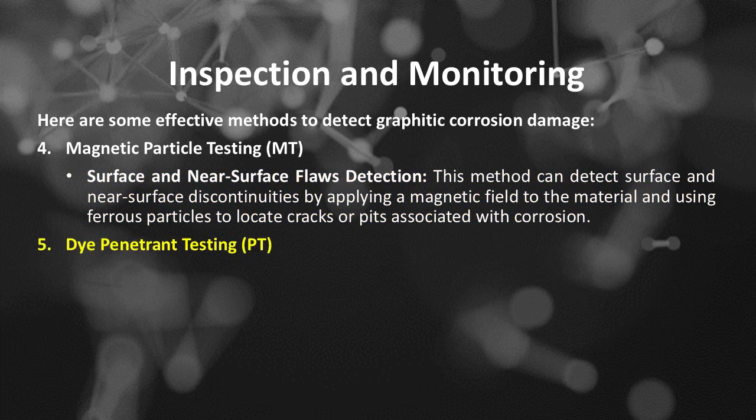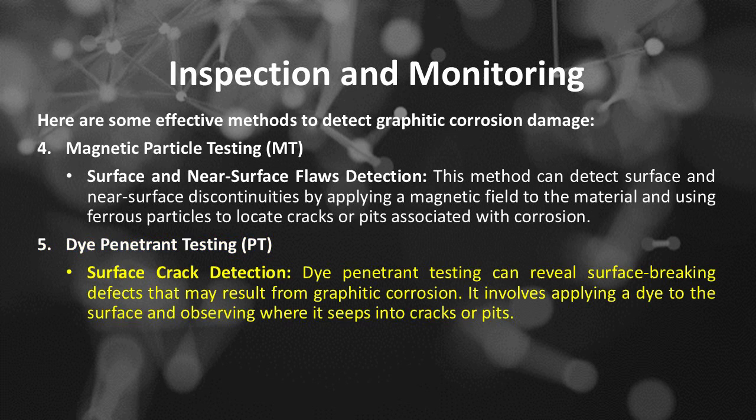Number 5 is dye penetrant testing or PT. Surface crack detection. Dye penetrant testing can reveal surface breaking defects that may result from graphitic corrosion. It involves applying a dye to the surface and observing where it seeps into cracks or pits.